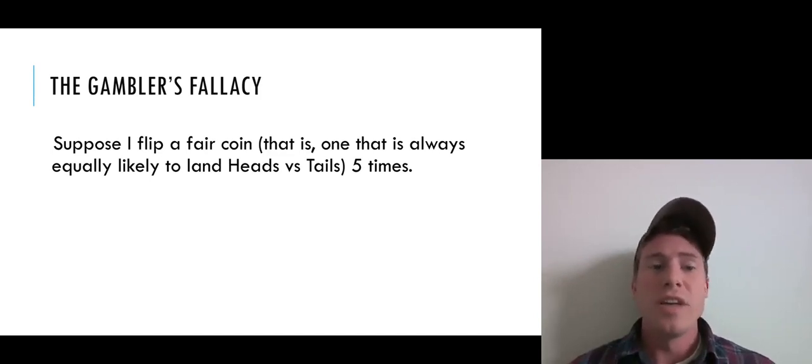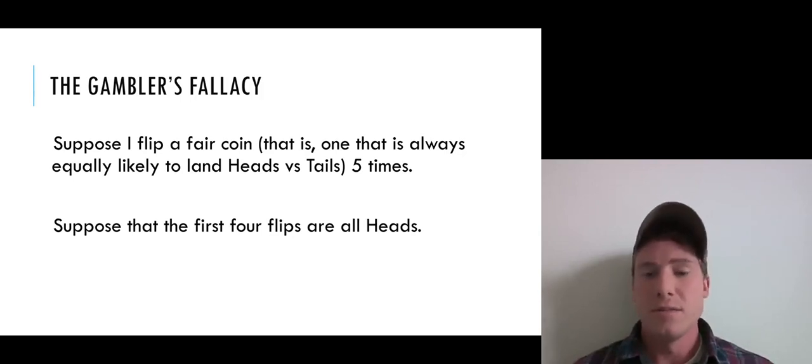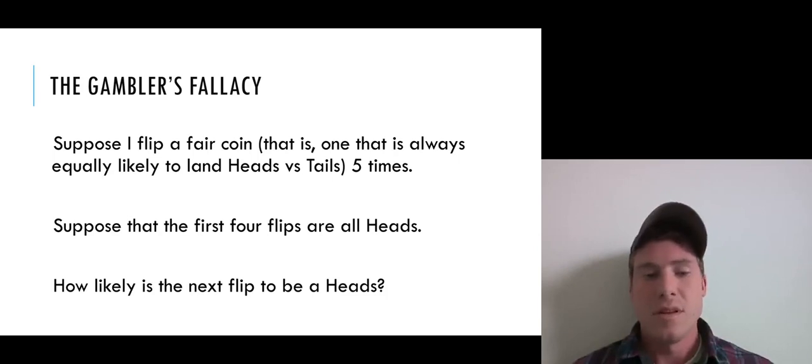So here's a sort of example. Suppose that I flip a fair coin, that is one that's always equally likely to land heads versus tails. That's what we mean by a coin being fair. Anytime I flip it, there's a 50% chance it lands heads and a 50% chance it lands tails. So suppose I flip a fair coin 5 times. Suppose that the first 4 flips are all heads. So I get heads, heads, heads, heads. Now, how likely is the next flip, that 5th flip, to be a heads?